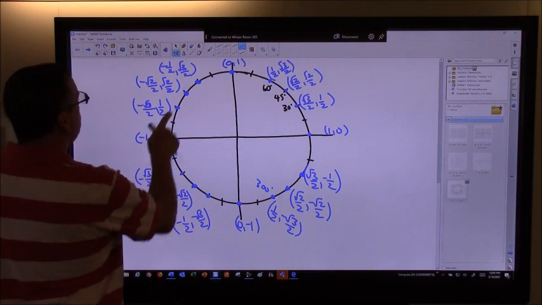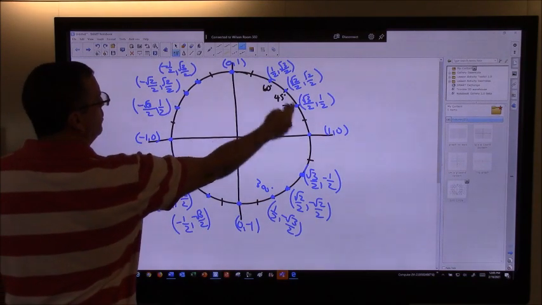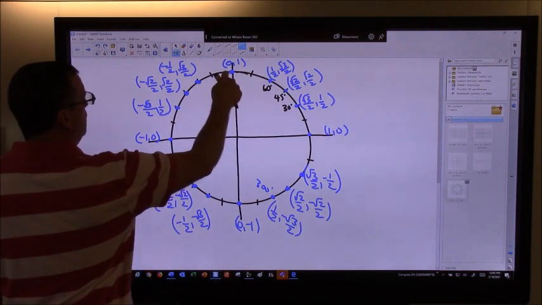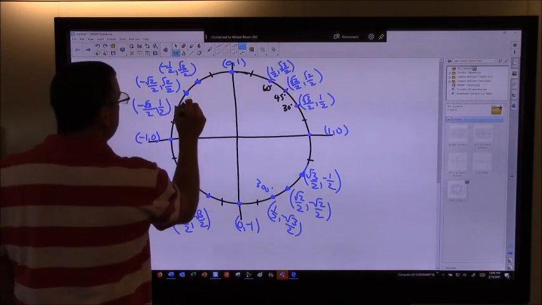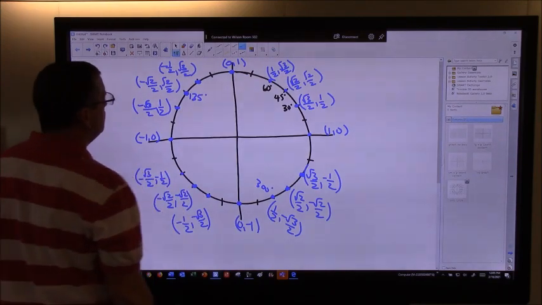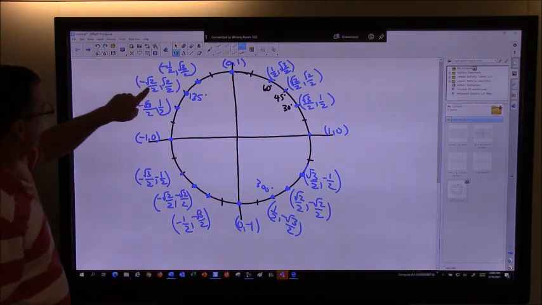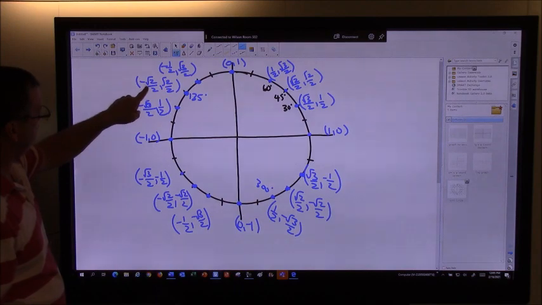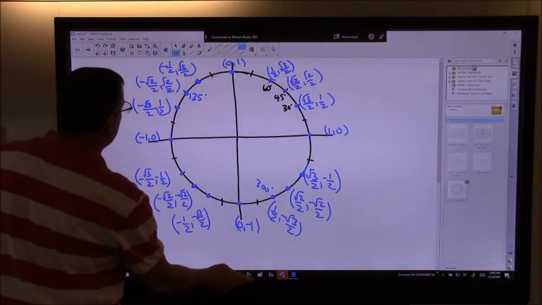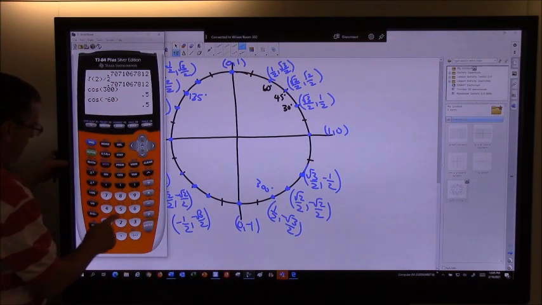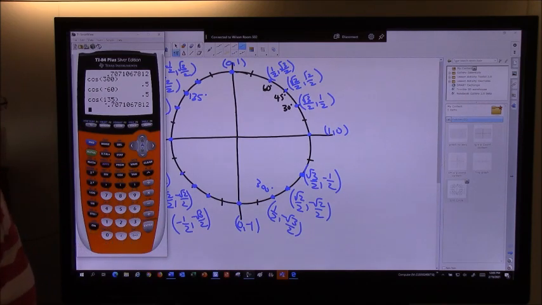What's this angle right here? If I go 90 degrees and then another 45 to get to the middle, that would be 135. And if I do the cosine of 135, I should get a negative, what was that, 0.707, something like that? So cosine of 135, yep, negative 0.707, that's a negative root 2 over 2.